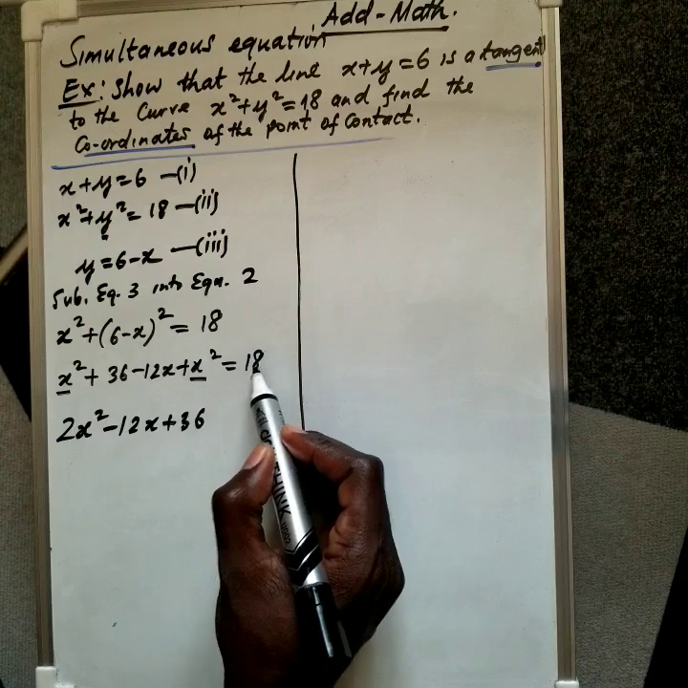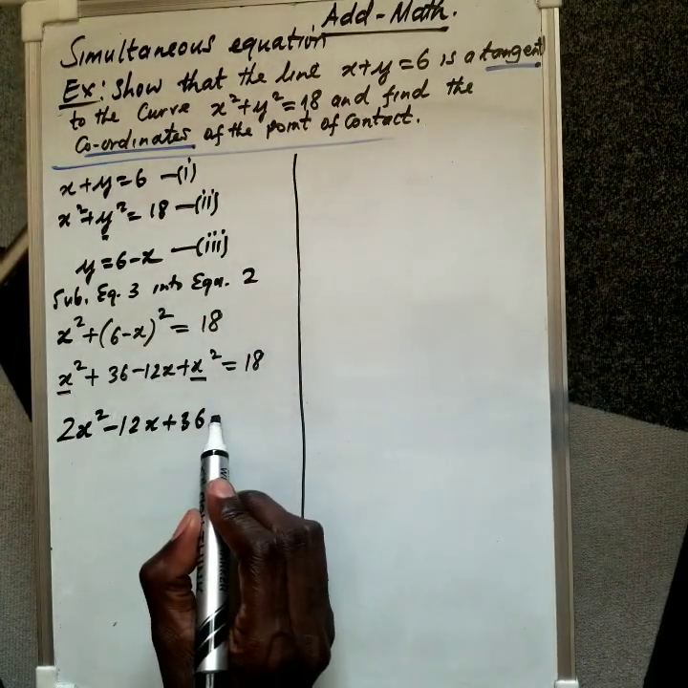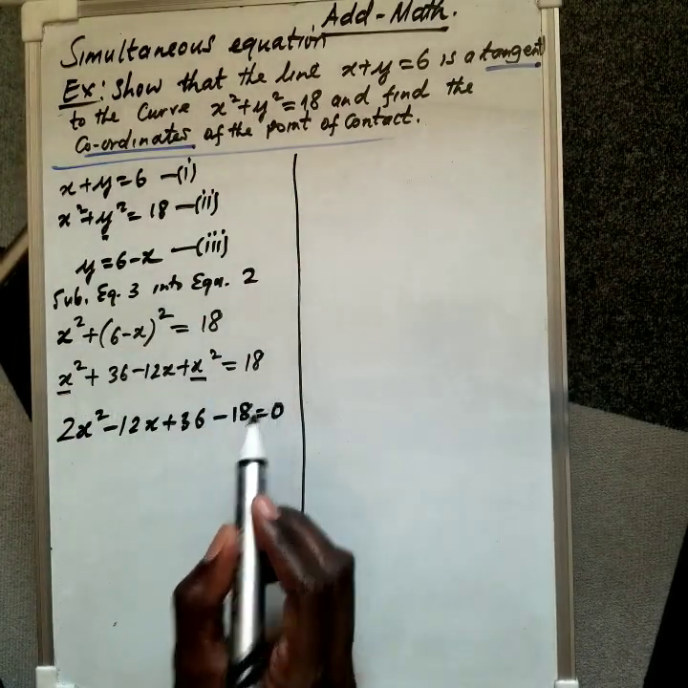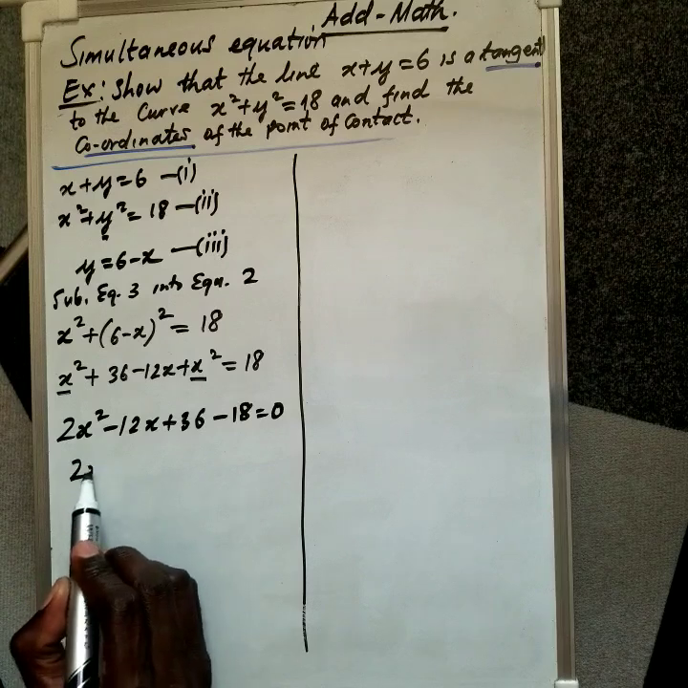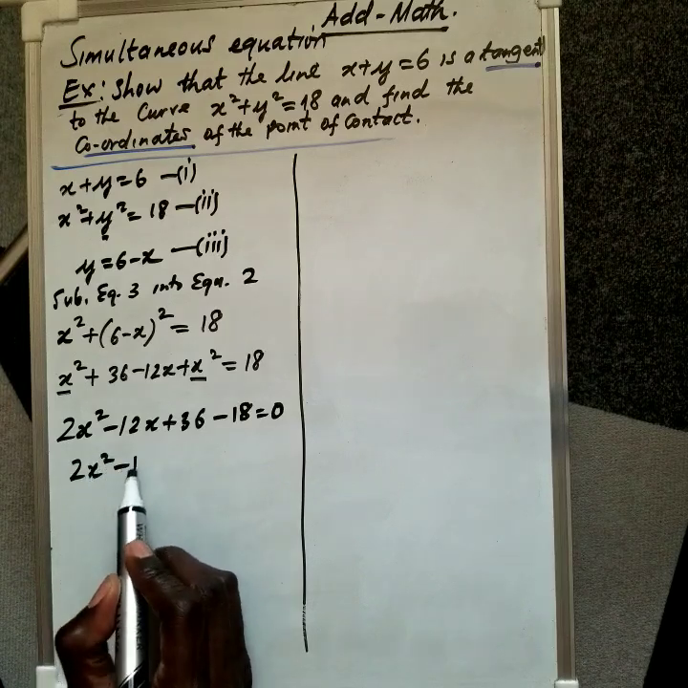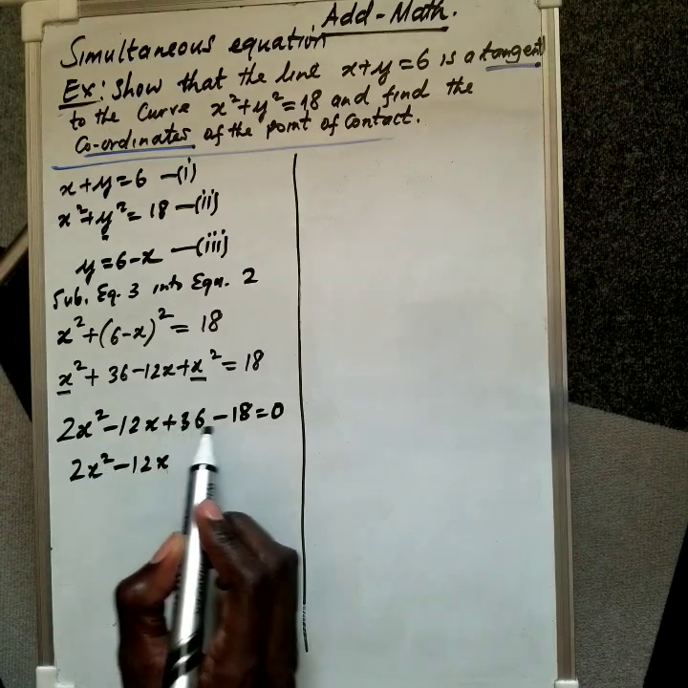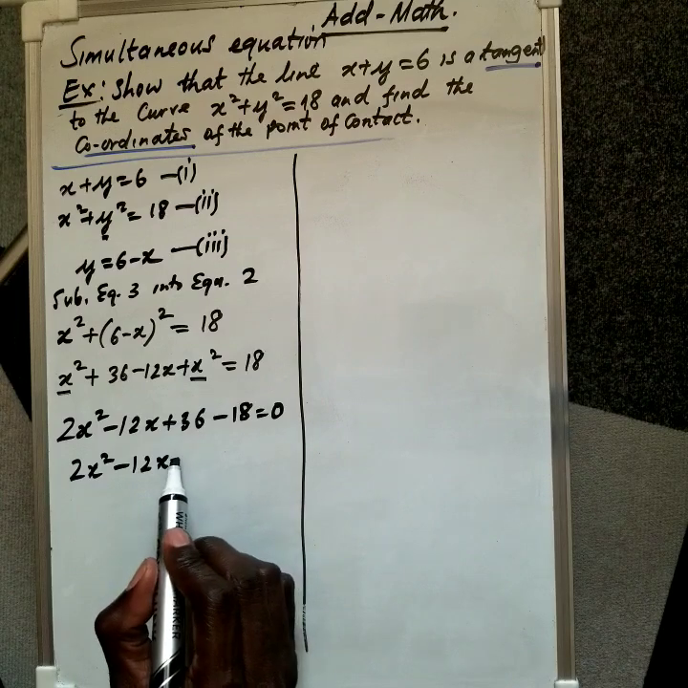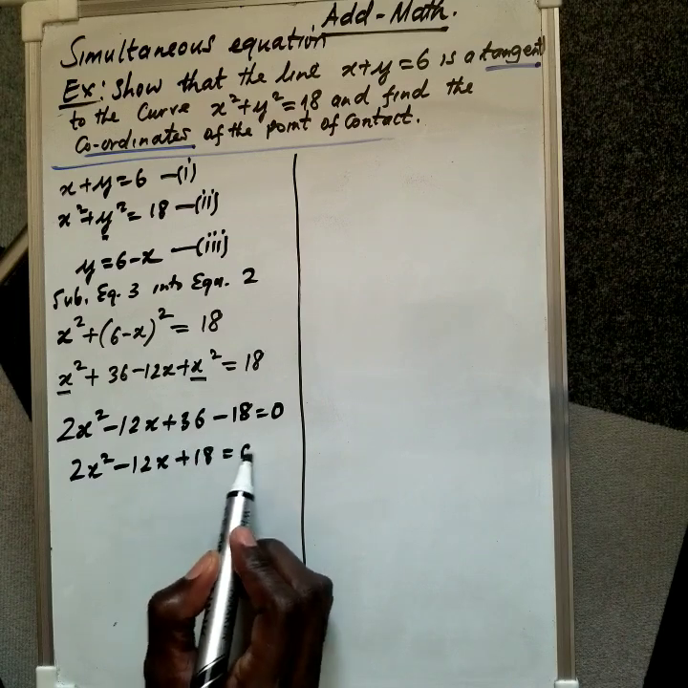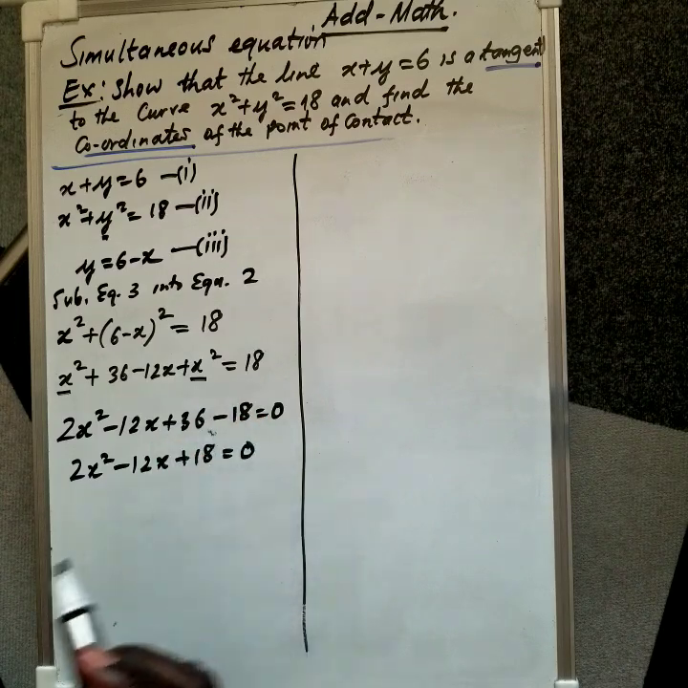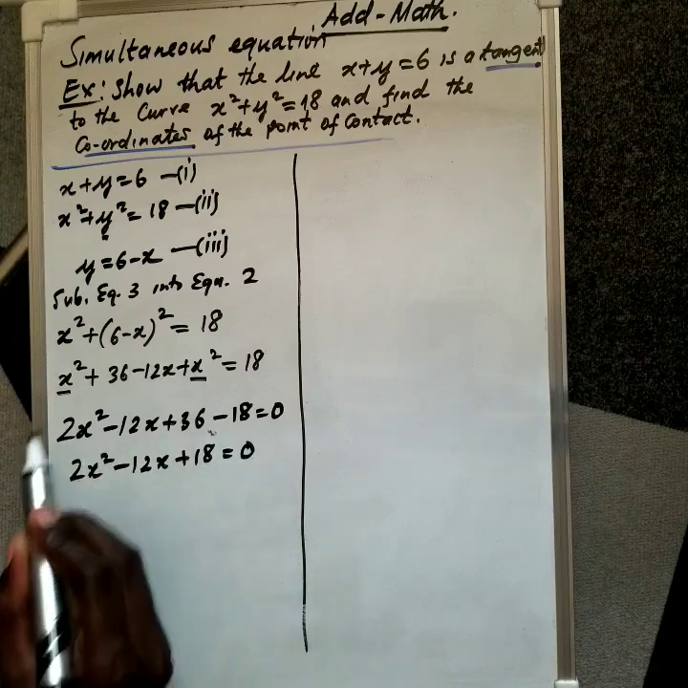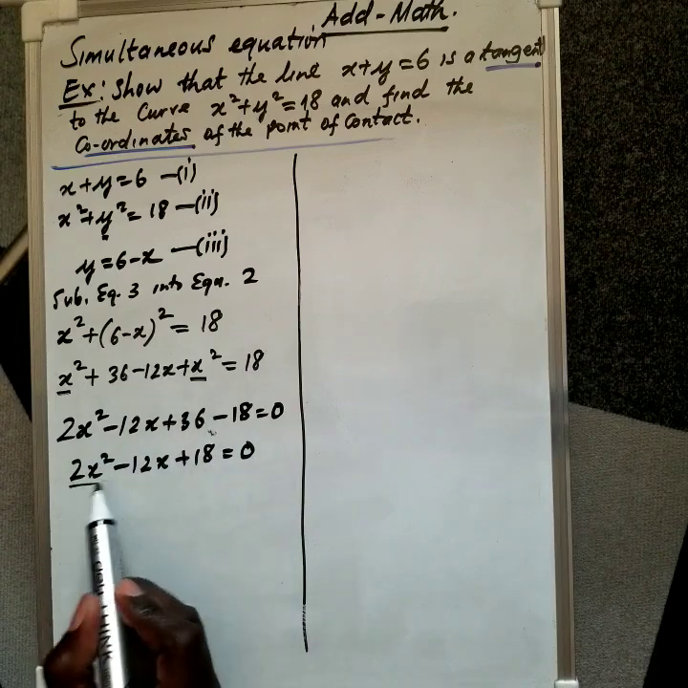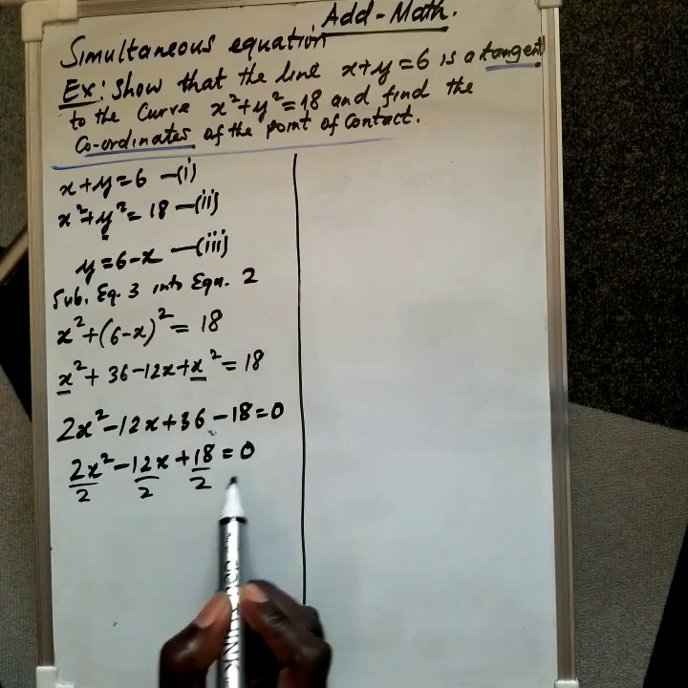I have 18 the other side, it can come this side, it will become minus 18 is equal to 0. So it will be 2x squared minus 12x. 36 minus 18 will give you positive 18 is equal to 0. We can reduce this quadratic equation by dividing 2 throughout the equation.